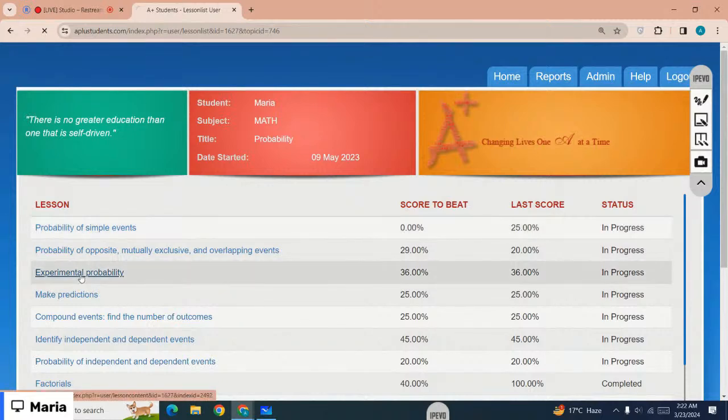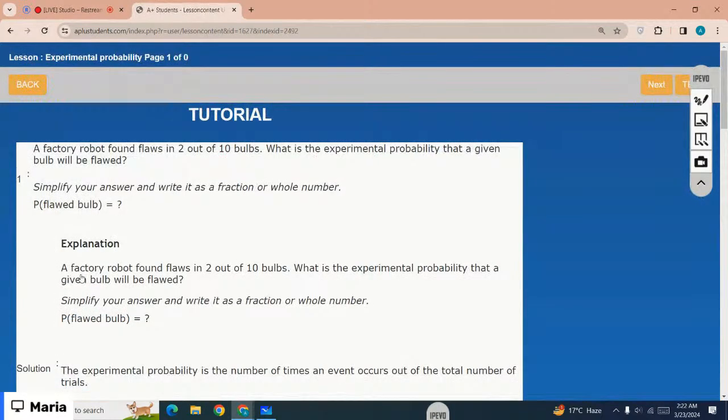Okay. A factory robot found flaws in 2 out of 10 bulbs. What is the experimental probability that a given bulb will be flawed? Right? So, the given bulb is flawed, right?